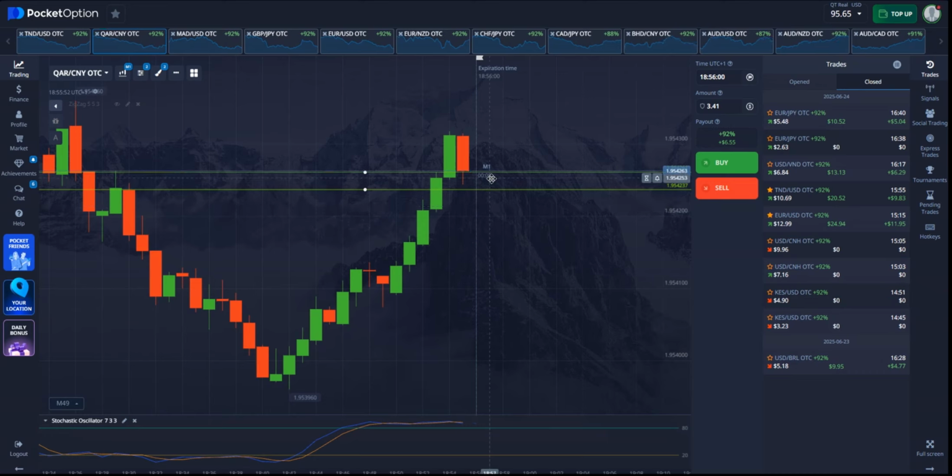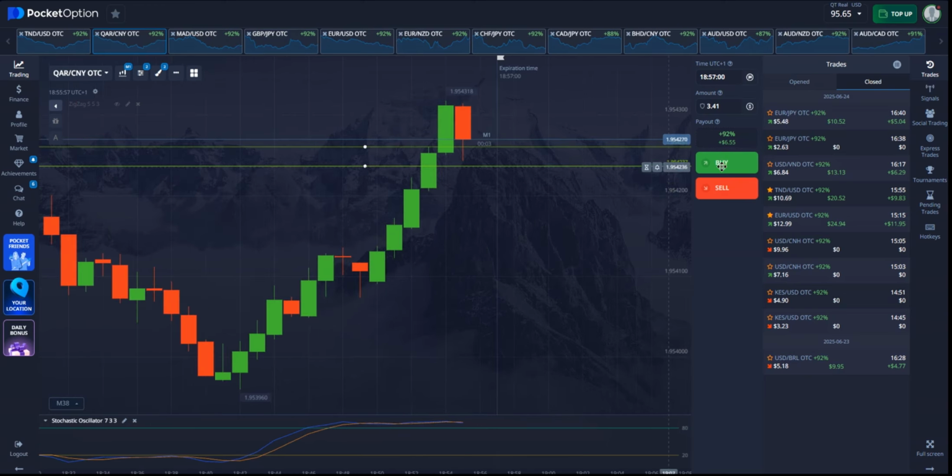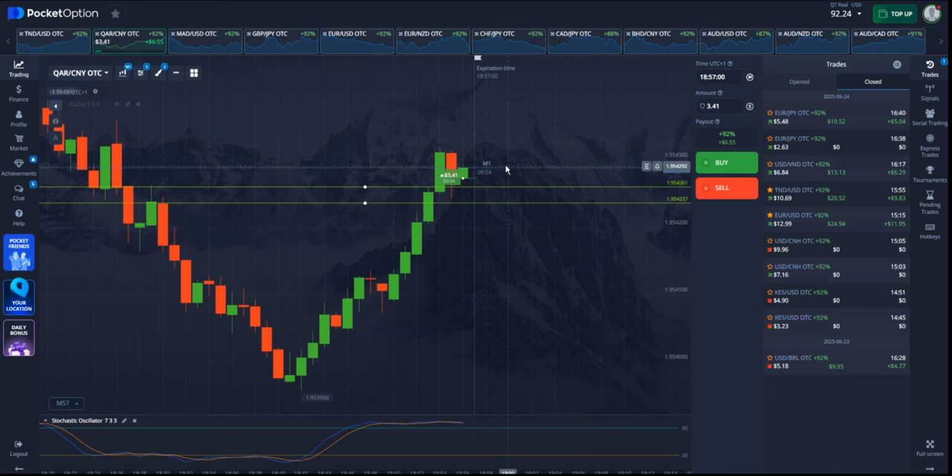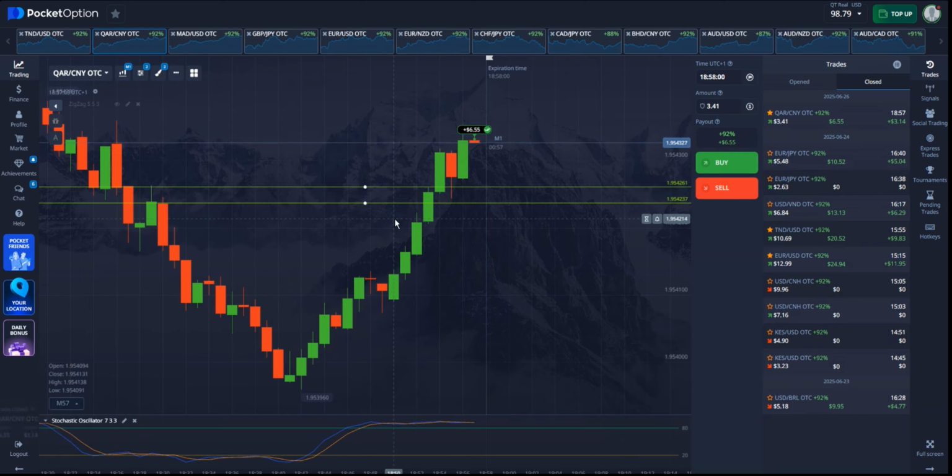If this respects this point, then we can go with the buy trade. So we can go with the buyers here. This was a failed retest and buyers continue. This is like a reversal continuation pattern.